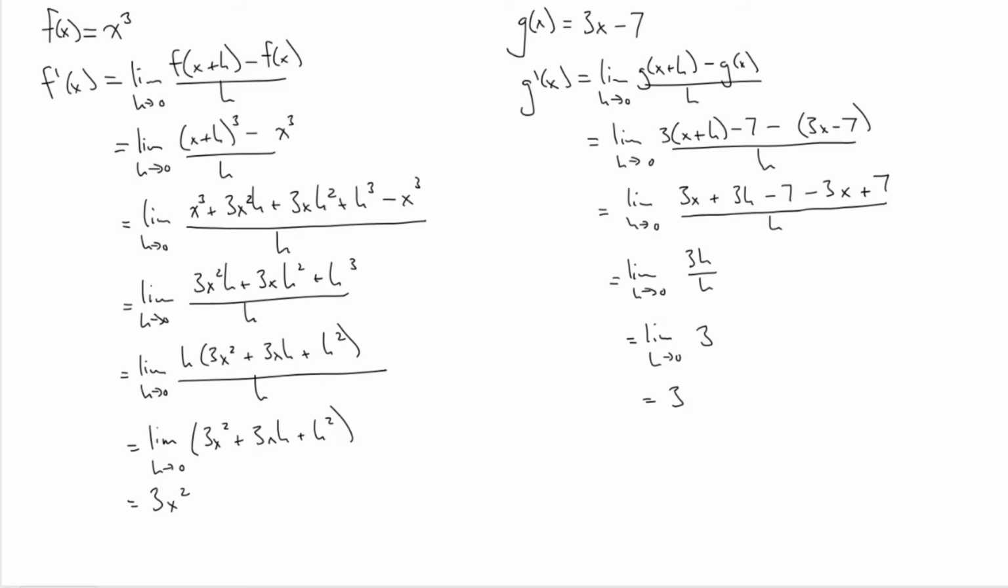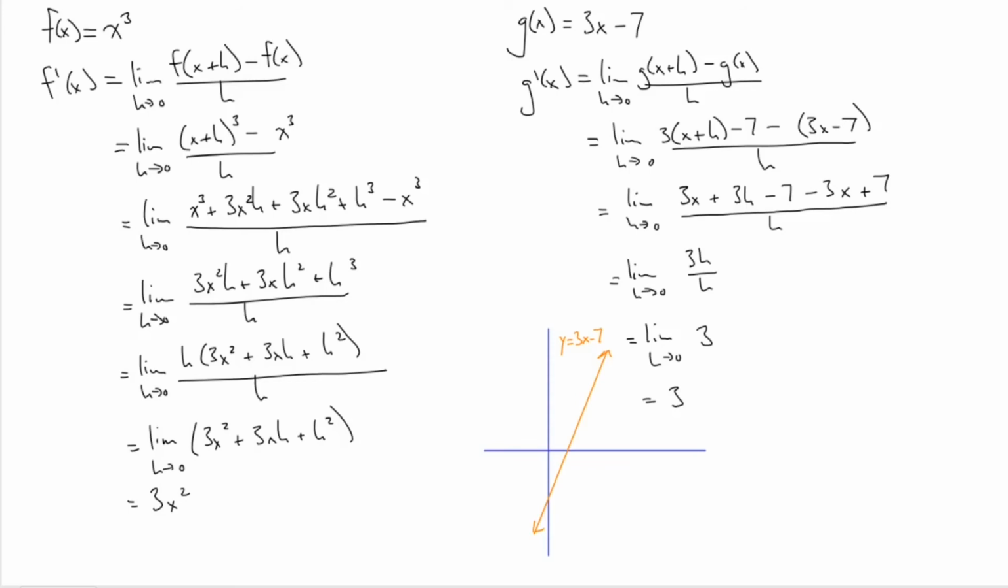And you say to yourself, how did I get an answer that's just a number? The answer is, the function we're talking about, 3x minus 7, is a straight line. It's a line with slope 3 and y-intercept negative 7. And what does the derivative tell you? It tells you the slope of a tangent line at any point to this curve.